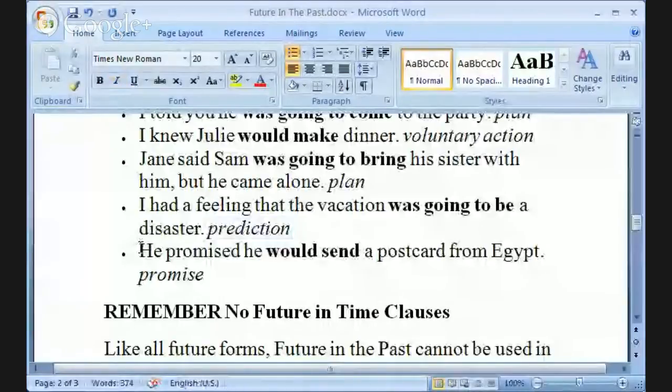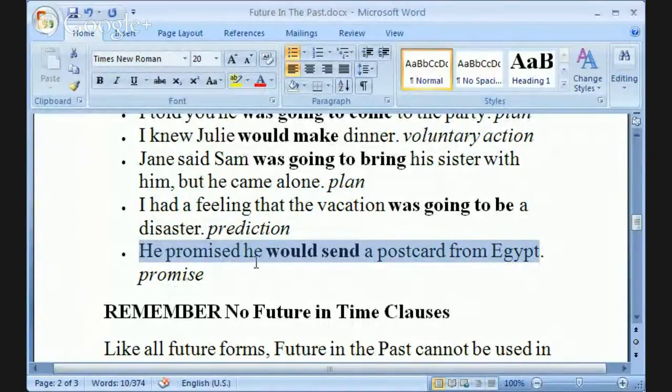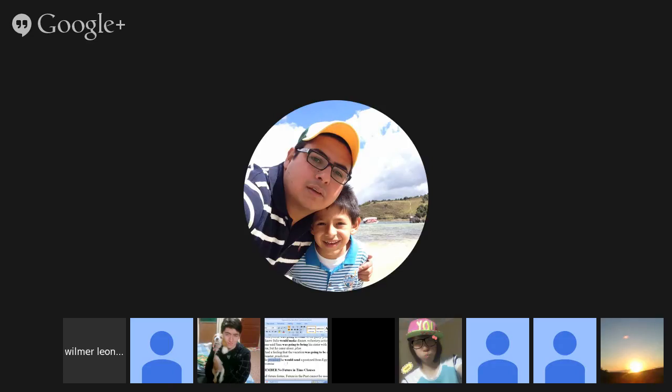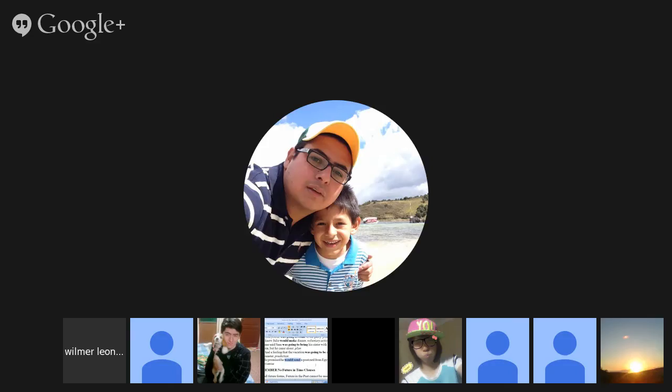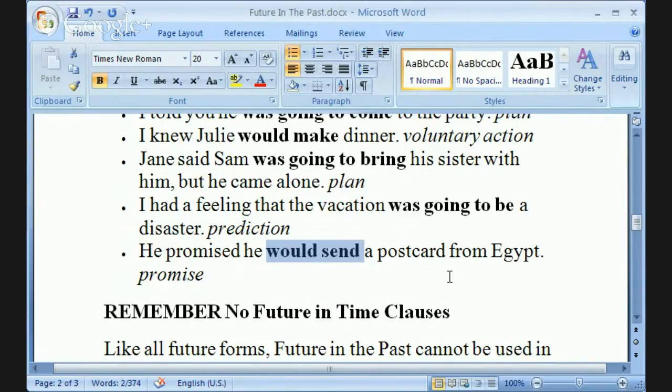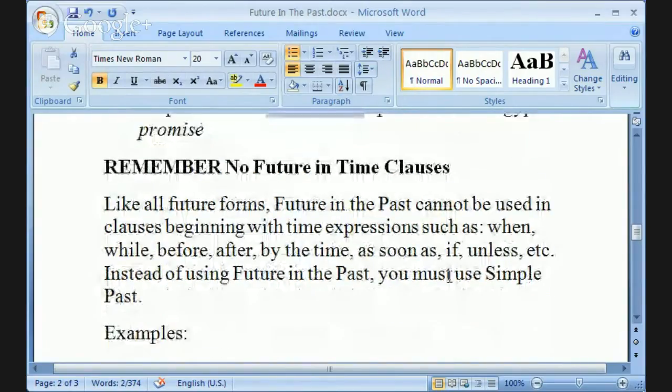Okay. He promised he would send a postcard from Egypt. He promised, past tense, he would send, obviously because we're actually using the word promise. This kind of dictates that we need to use the would form.